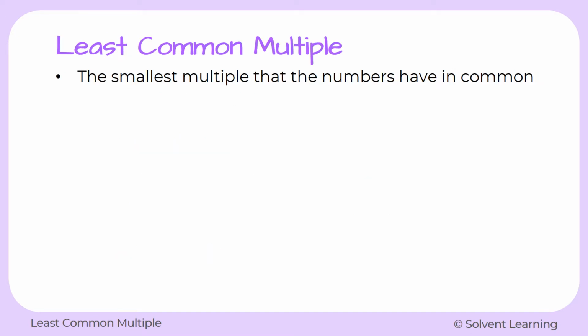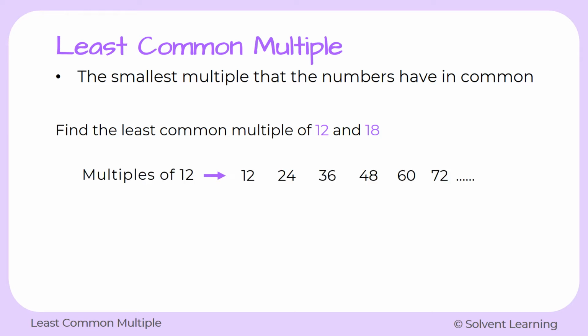When we want to find the least common multiple, we're looking for the smallest multiple that the numbers have in common. So let's find the least common multiple of 12 and 18. First, we list the multiples of 12, where we can start with the number 12 and then just keep adding 12. So we get 12, 24, 36, 48, 60, 72, and we can keep going if we like. And then we list the multiples of 18. Start with 18 and then keep adding 18 to it: 18, 36, 54, 72, 90, 108.